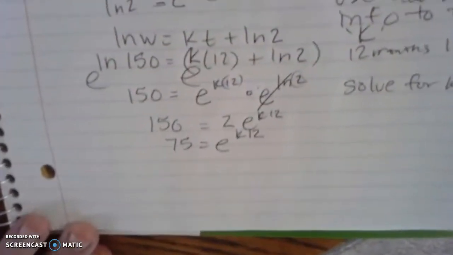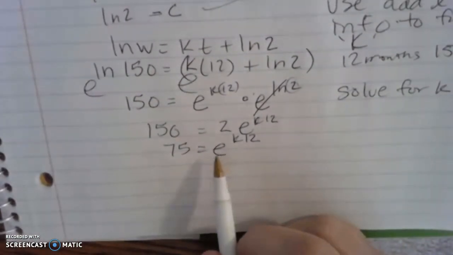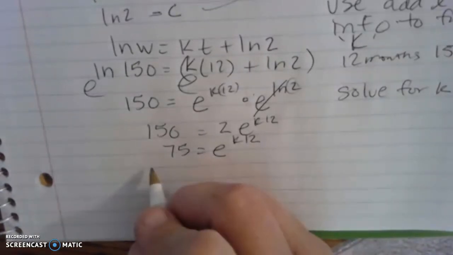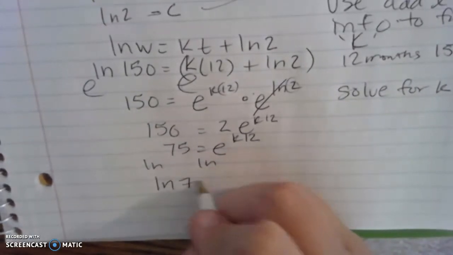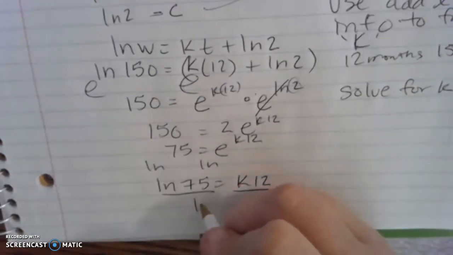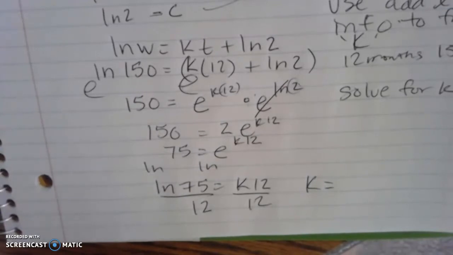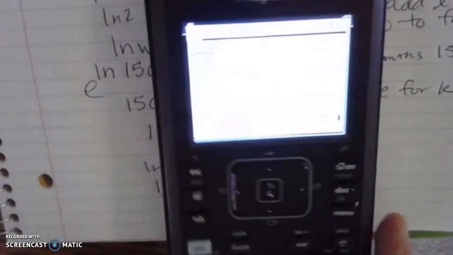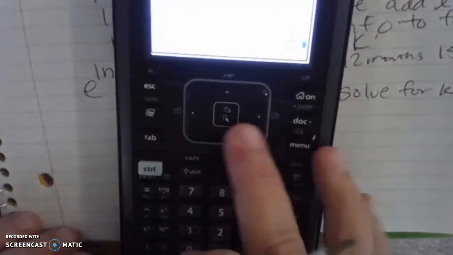Now it's kind of funny because I applied e to get rid of the ln. Now I want to apply the natural log to get rid of the e, because I'm trying to get k by itself. So I'm going to take ln of this side and ln of this side, and we're going to get ln of 75 equals k12. Now I can see that if I divide both sides by 12, I get k equals some crazy number. So we're going to go to our calculator, and we're going to plug in ln 75. Can you see that? You can't really see that.